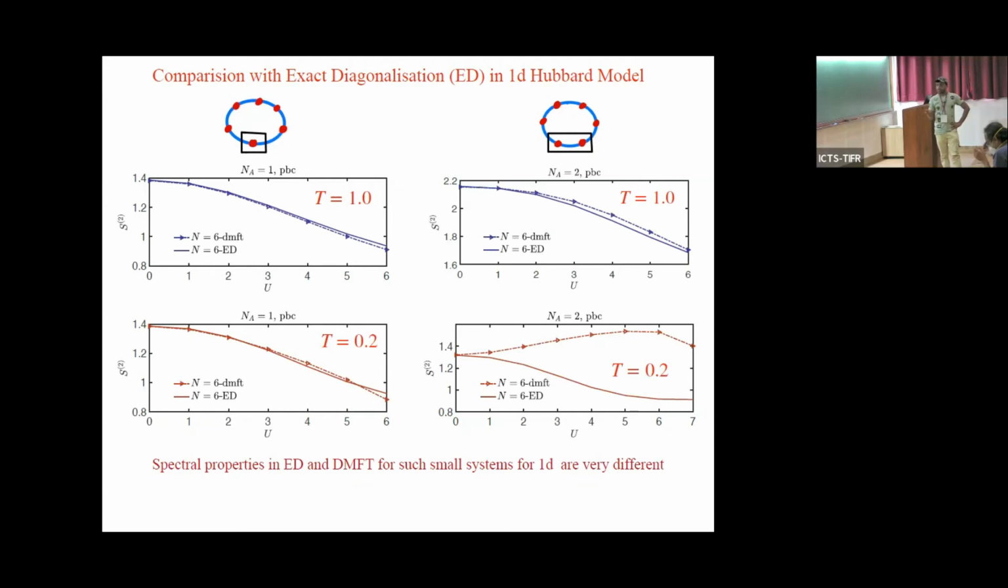First, we make some comparison with exact diagonalization in the 1D Hubbard model. This is for system size 6. On the left hand side it is for subsystem size 1, and on the right hand side for subsystem size 2. As we see, at high temperature they match quite well, but at low temperature for subsystem size greater than 1, there is a difference. The reason is that ED and dynamical mean field theory have very different spectral functions for a small system.